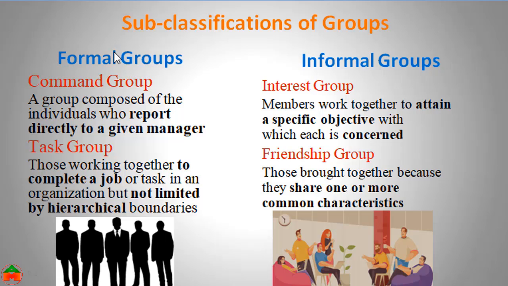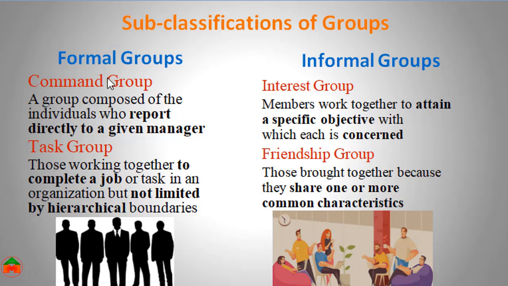We can see the sub-classifications of groups. Within the category of formal groups, there are two main types. The common group is one that reports directly to a given manager, such as a department or unit. A task group is formed to accomplish a particular objective but is not limited by the structure or departments of the organization. On the other hand, the informal groups also have two subgroups.